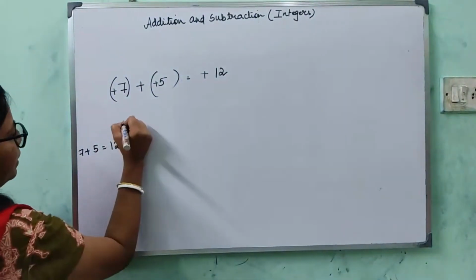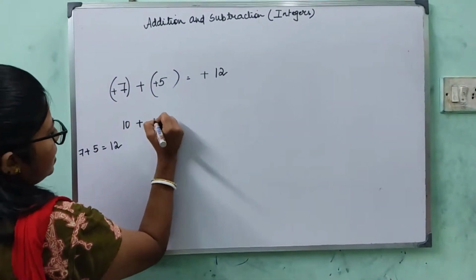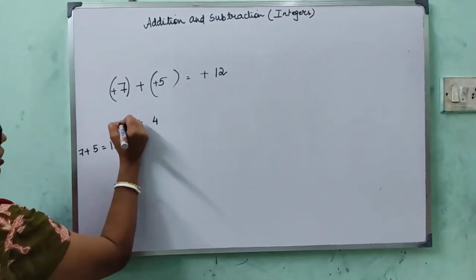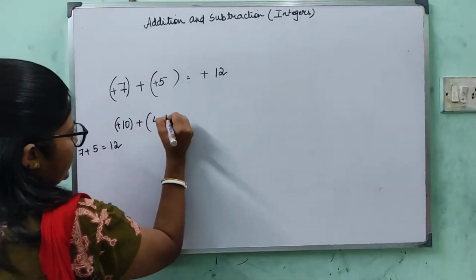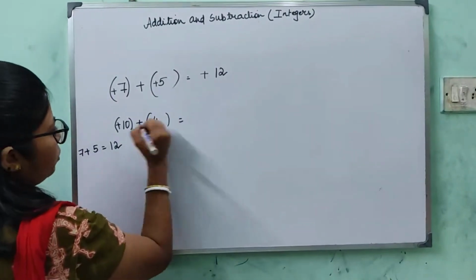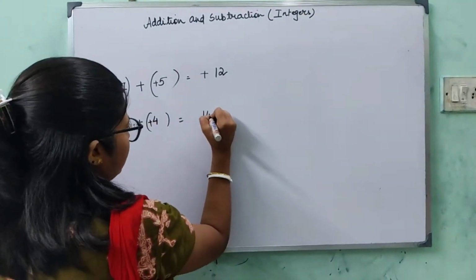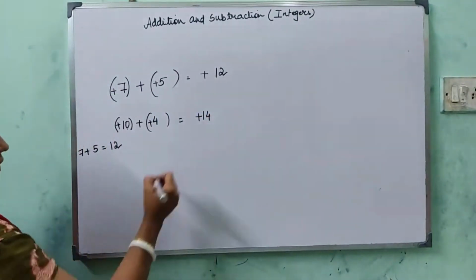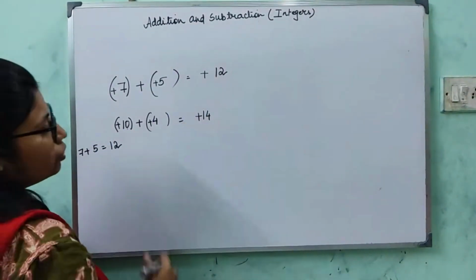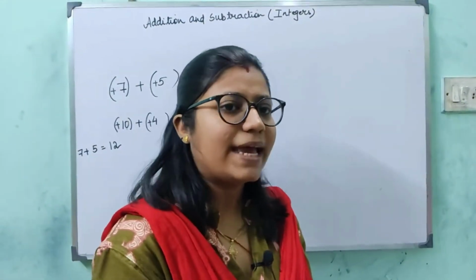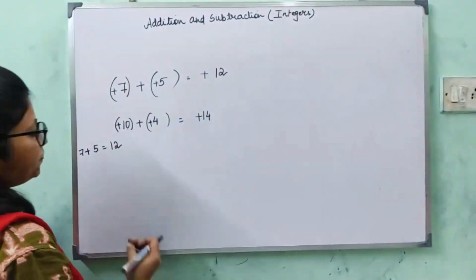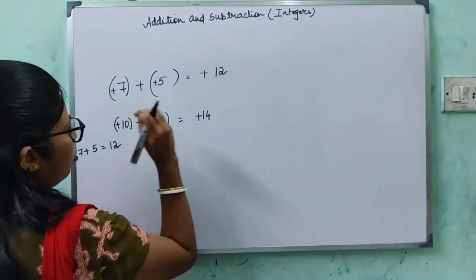Let's take one more example. 10 plus 4. If I take this as plus 10 and this as plus 4, I know 10 plus 4 is equal to 14. So 14 means a plus 14. So what I can see, adding two positive integers, we are again getting a positive integer. So this is what we are going to use.